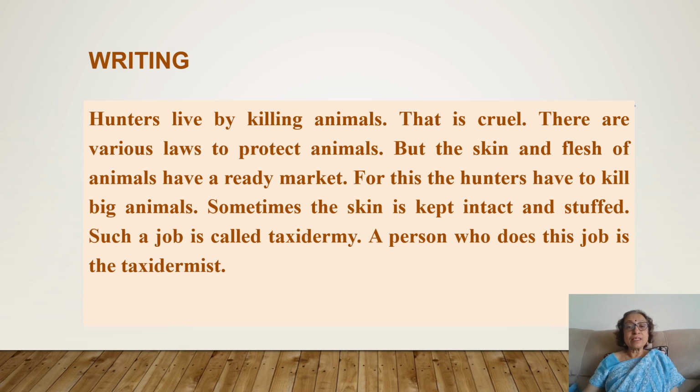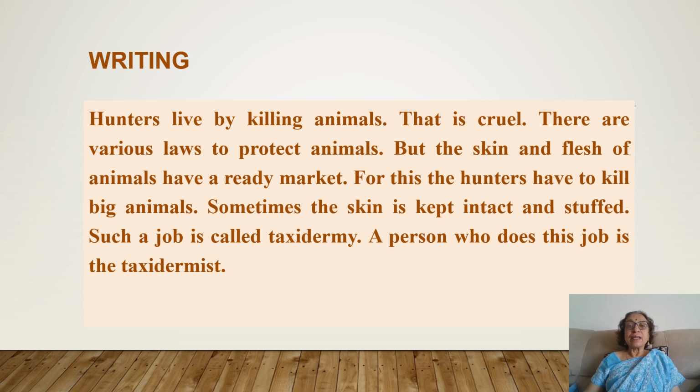But each sentence is not a paragraph. A paragraph is a collection of sentences talking on the same point, the same topic. So you have here, hunters live by killing animals. That is cruel. There are various laws to protect animals, but the skin and flesh of animals have a ready market. For this, the hunters have to kill big animals. Sometimes the skin is kept intact and stuffed. Such a job is called taxidermy. A person who does this job is the taxidermist.